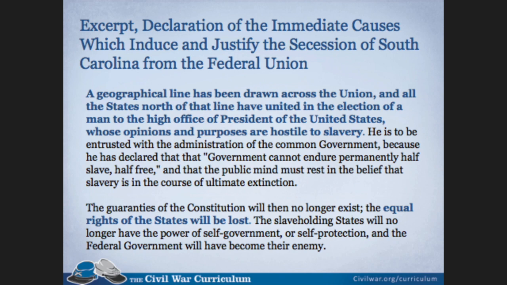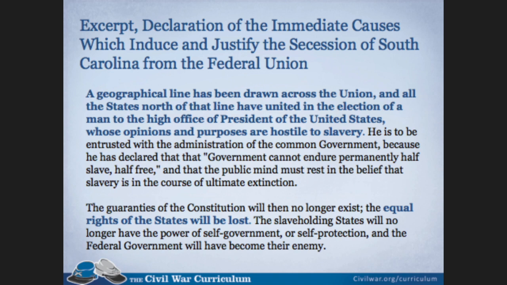"And that the public mind must rest in the belief that slavery is in the course of ultimate extinction. The guarantees of this Constitution will then no longer exist. The equal rights of the states will be lost. The slaveholding states will no longer have the power of self-government or self-protection, and the federal government will have to become their enemy." So, again, yes, the Civil War is about protecting states' rights, specifically the rights of states to hold slaves.